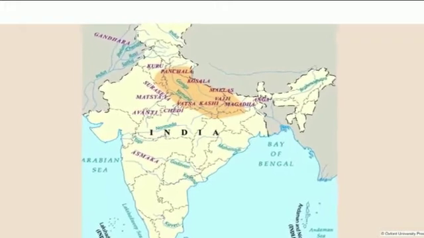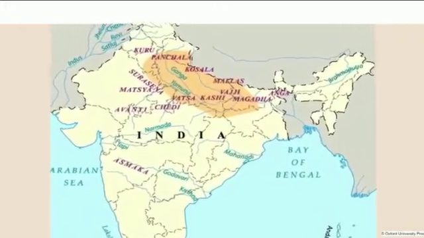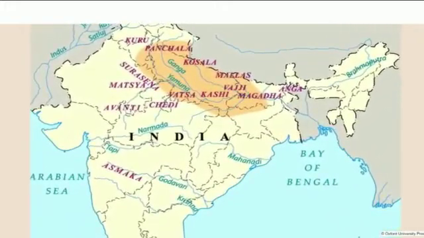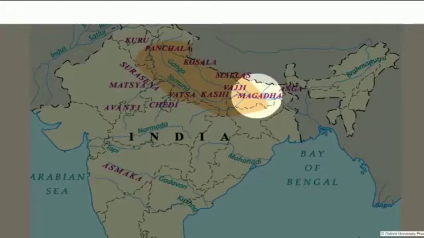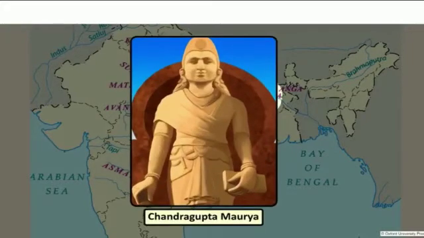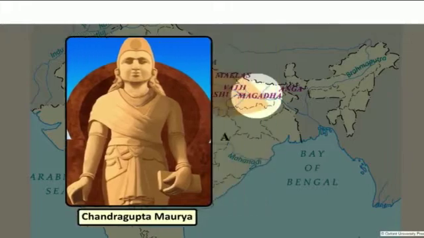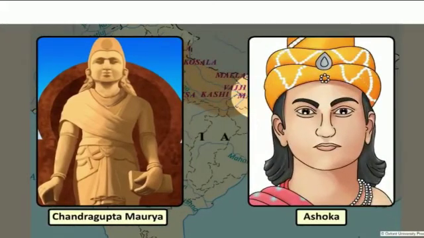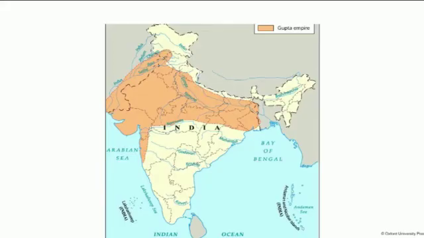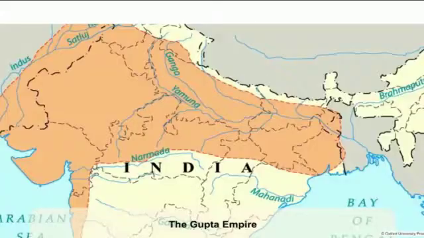Many kingdoms and dynasties were formed during the ancient period. Among them, Magadha emerged as the most powerful kingdom. Chandragupta Maurya and his grandson Ashoka were important rulers of the Mauryan dynasty. Another important dynasty of this period was the Gupta dynasty.